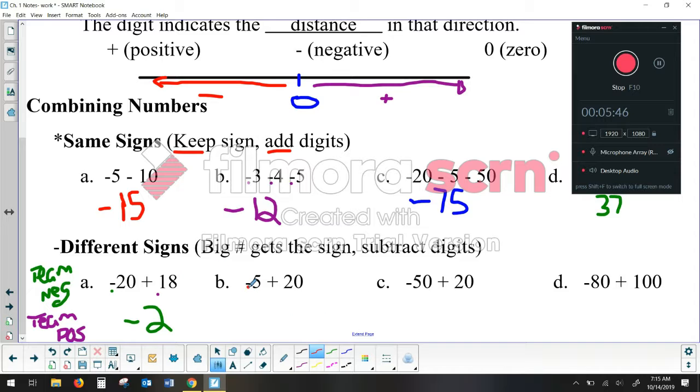Alright, now we have team negative has 5 points. Team positive has 20. Team positive is winning. They're winning by 15. Winning by 15 points. Okay? So now you take a minute. You do C and D on your own.